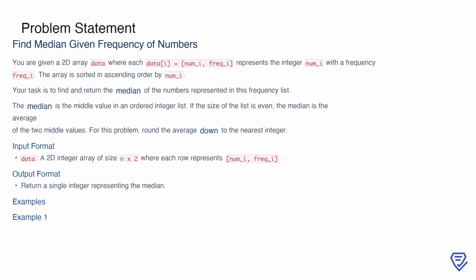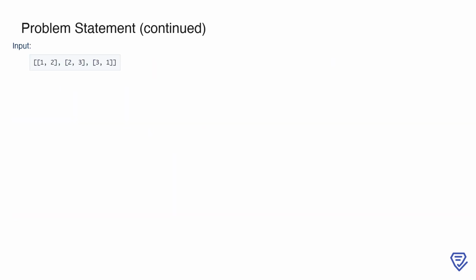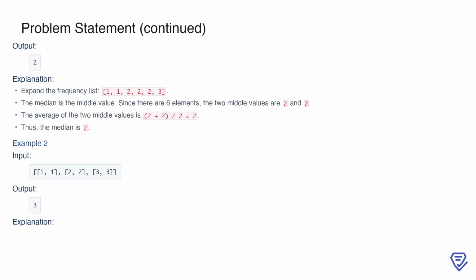Let's also quickly review the input and output formats. The input is a 2D integer array, where each row specifies a number and its frequency. The output will be a single integer representing the median of the expanded list of numbers. Let's look at the first example to better understand the problem.